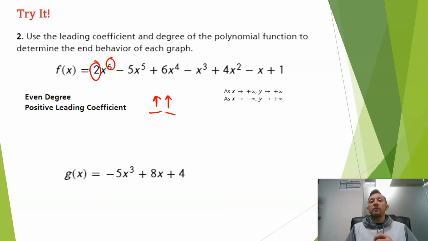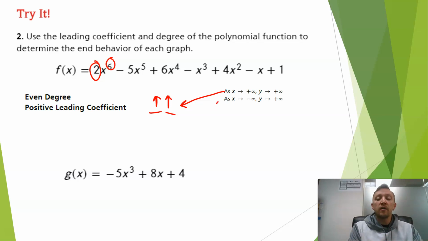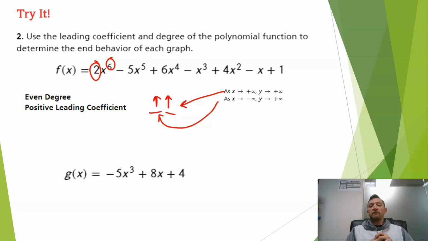So here's how we can describe it. As x approaches positive infinity, so that is referring to that part of our graph, the y values are also approaching positive infinity. This piece here is referring to the left side of our graph. So on the left side, as x approaches negative infinity, y is also approaching positive infinity.